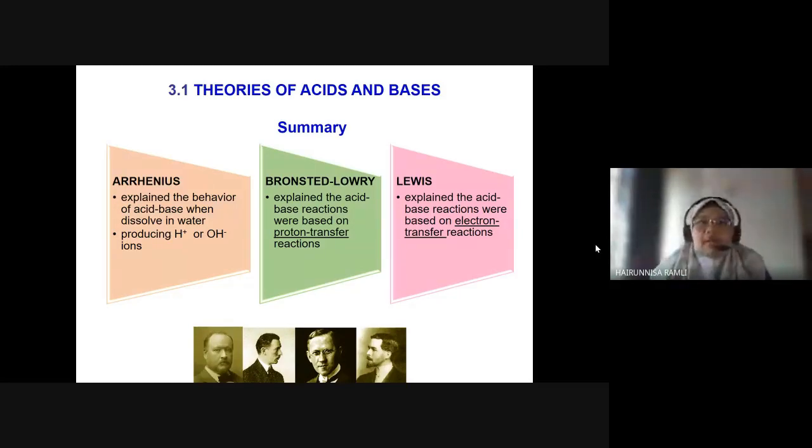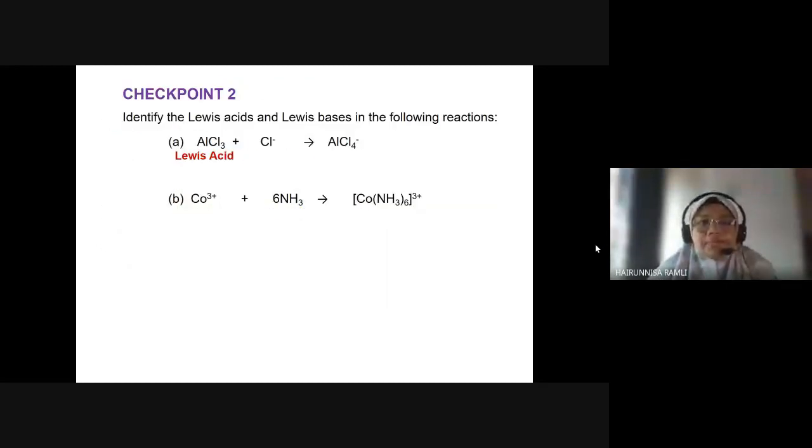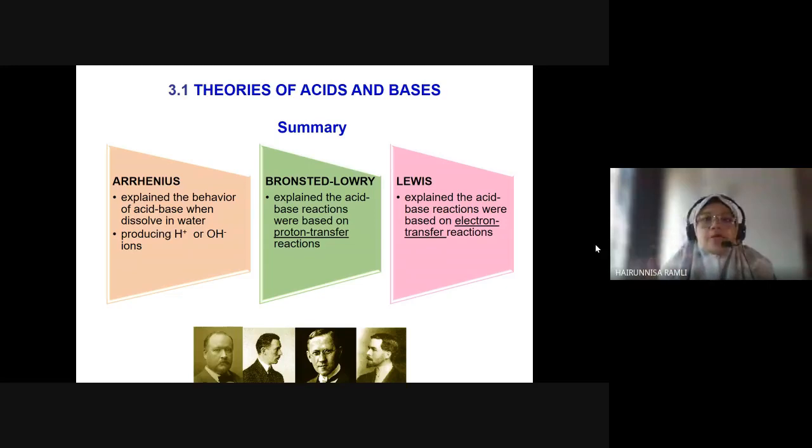Before we move to 3.2, the new subtopic, the strengths of acids and bases, let's recap 3.1. You have learned the theories of acids and bases. We have three theories: Arrhenius, Bronsted-Lowry and Lewis. Arrhenius was the pioneer who explained the theories of acids and bases, but it is limited to acids that produce H+ and bases that produce OH-. Basically anything involving water, dissolved in water, which is aqueous.